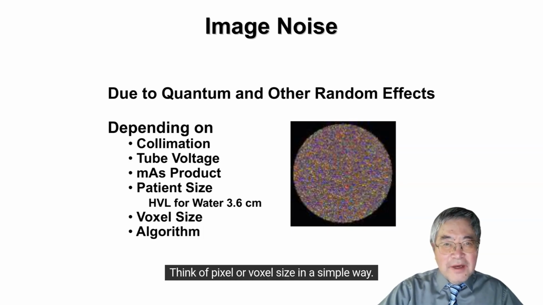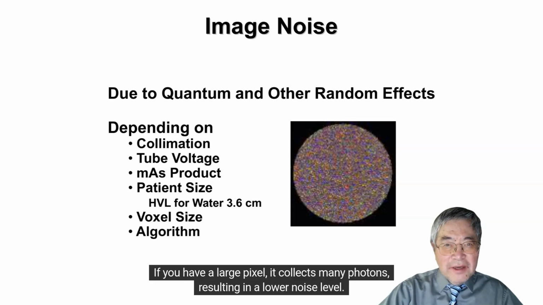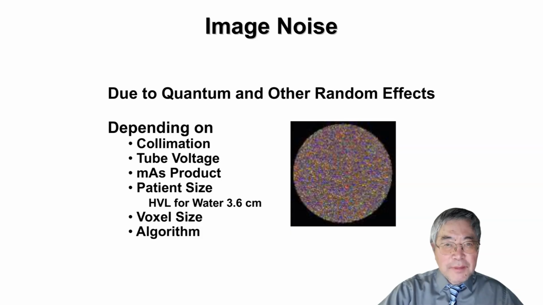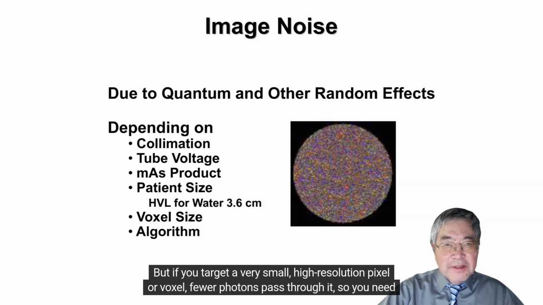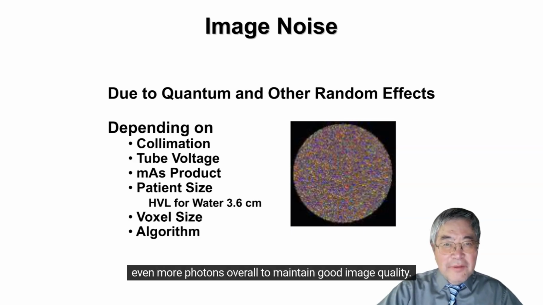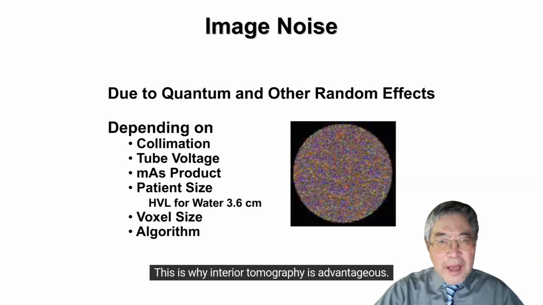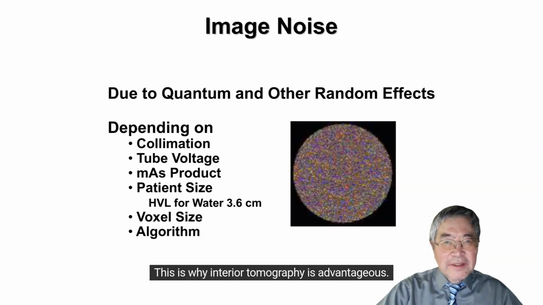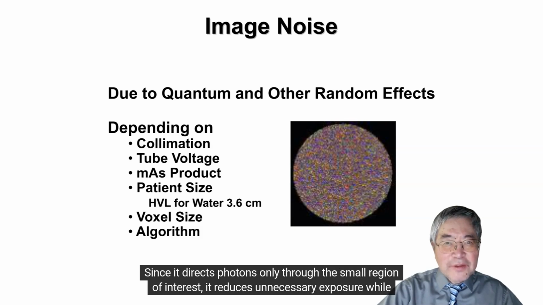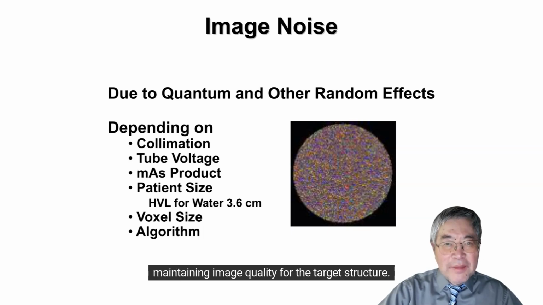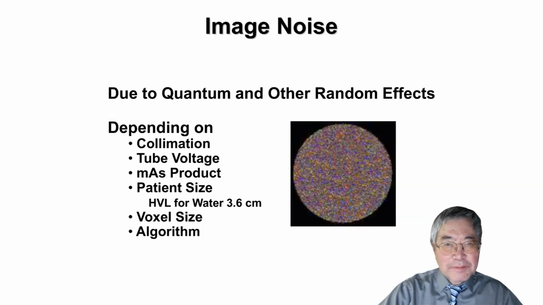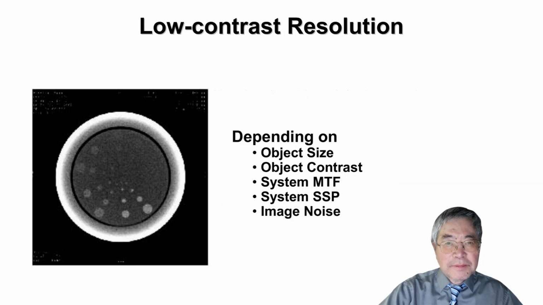Think of pixel or voxel size in a simple way. If you have a large pixel, it collects many photons, resulting in a lower noise level. But if you target a very small, high-resolution pixel or voxel, fewer photons pass through it, so you need even more photons overall to maintain good image quality. This is why interior tomography is advantageous. Since it directs photons only through the small region of interest, it reduces unnecessary exposure while maintaining image quality for the target structure.